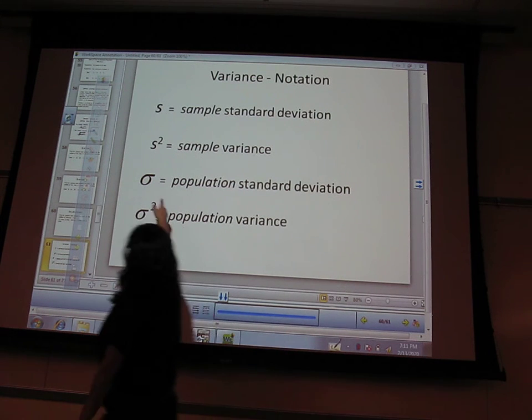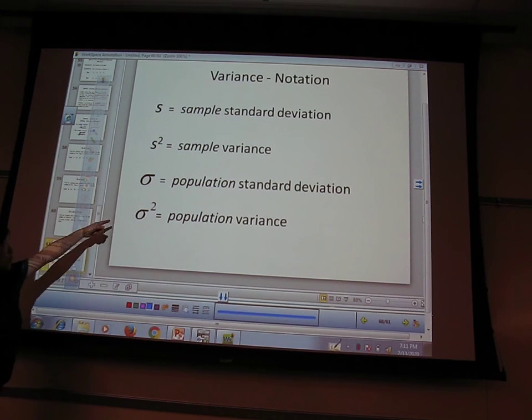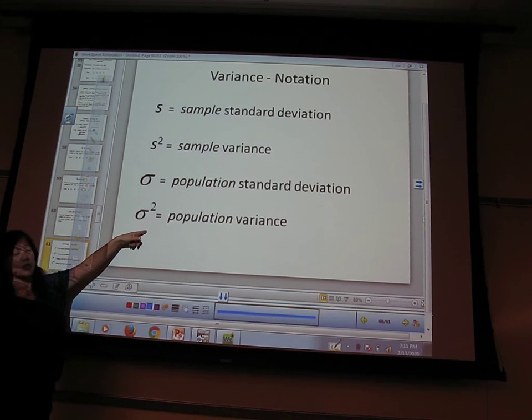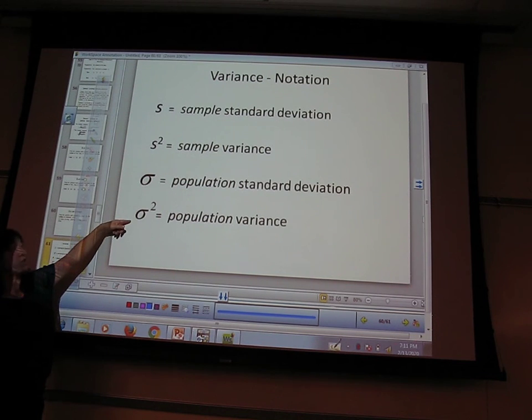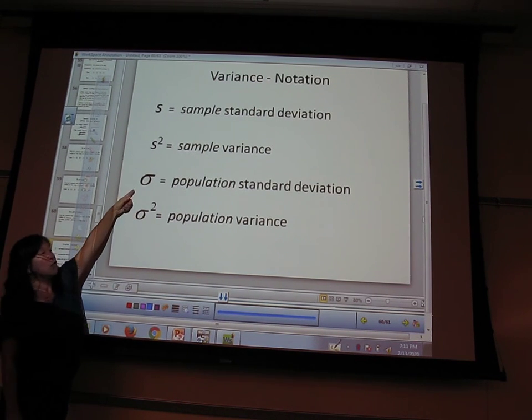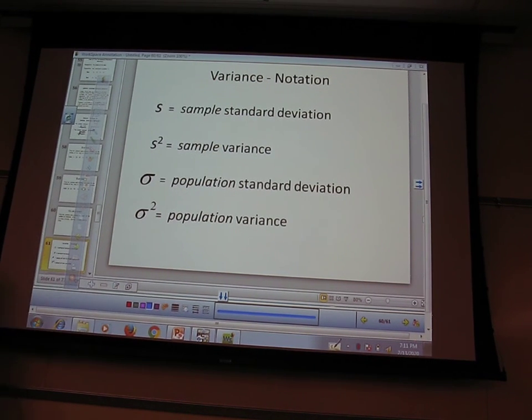Sigma is your population standard deviation. Sigma squared is the population variance. So if you take this and you square it, you'll get that. If you have this and you want this one, you take this and square root it, and you'll get this. That's how they're related to each other.